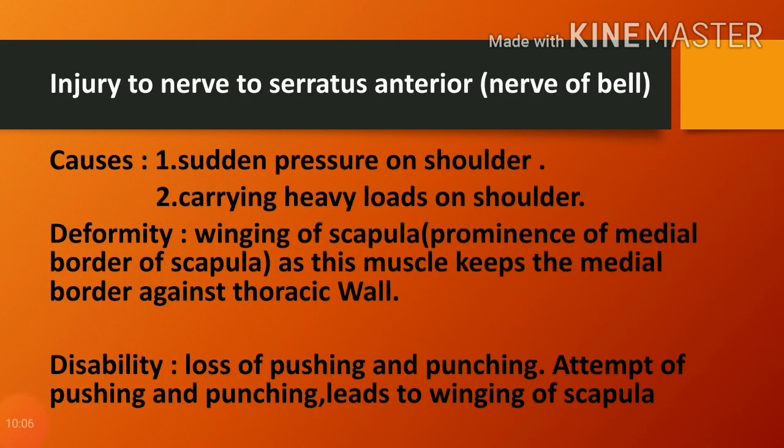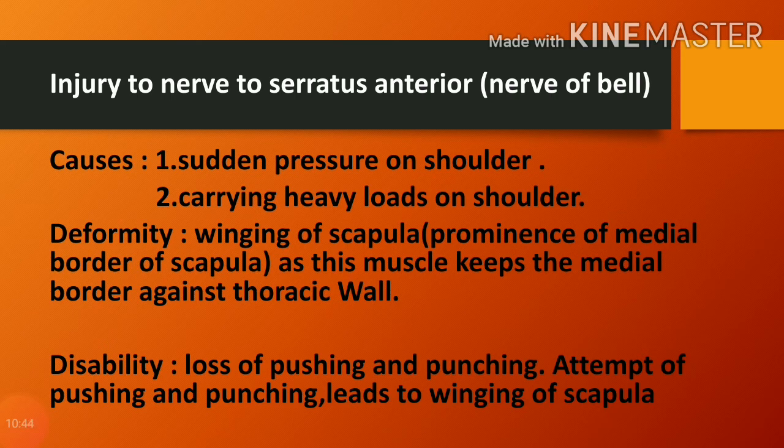As we have seen previously in the photo of a child, we saw his back, in which it is written winging of scapula. It happens due to injury to the nerve to serratus anterior, and it occurs due to sudden pressure on the shoulder or carrying heavy loads on the shoulder. So the deformity, as I have told, is winging of scapula. So what is winging of scapula? It's simple. It's just a prominence of the medial border of scapula.